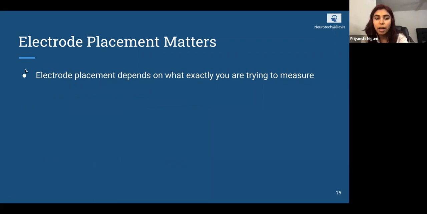Now let's talk about electrode placement. It matters, like we saw with the mapping of the head. Different signals will pick up different activity in the brain, so you need to place the electrodes based on what exactly you're trying to measure.